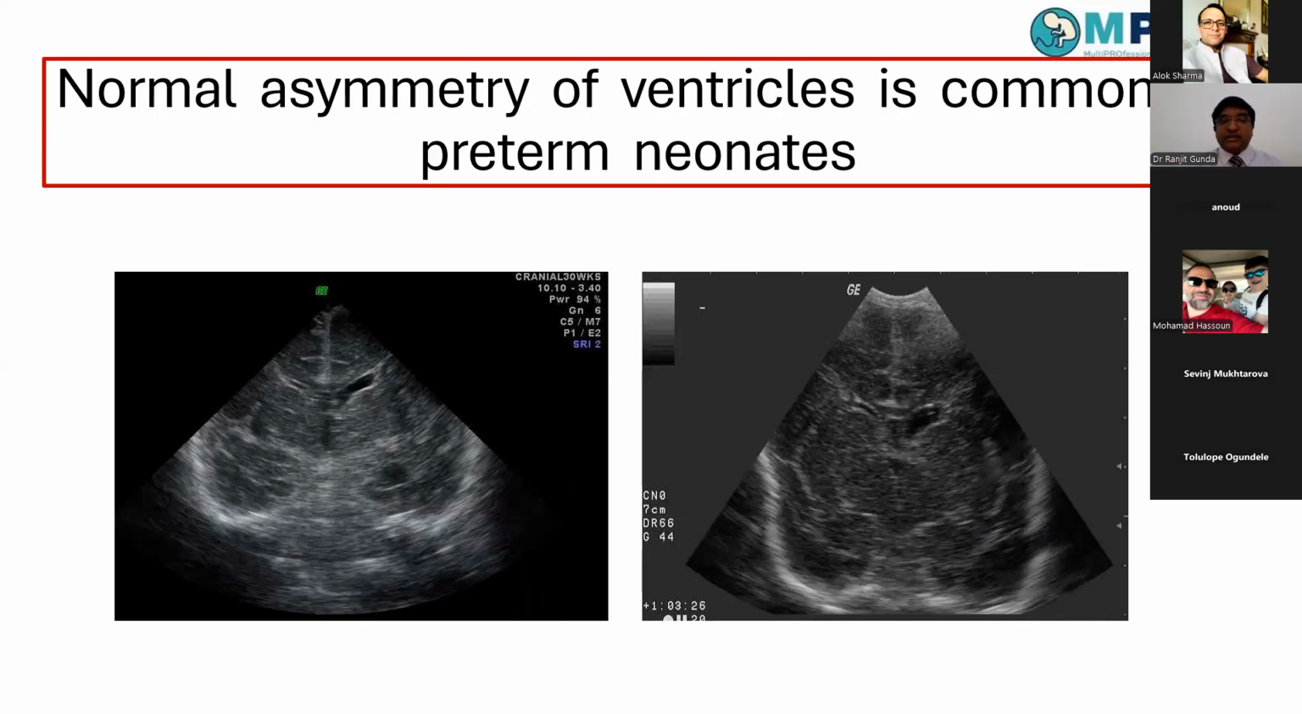Again, if you see a picture like that, as you can see in this, probably a C3 view, the left ventricle is slightly on the bigger side. If you are worried, we can do some measurements that will help guide us whether it is dilated or not. But generally, this asymmetry, a prominent left lateral ventricle on one side, is common in preterm infants.